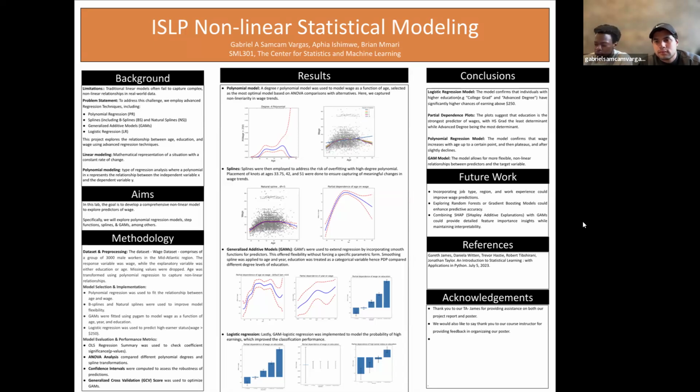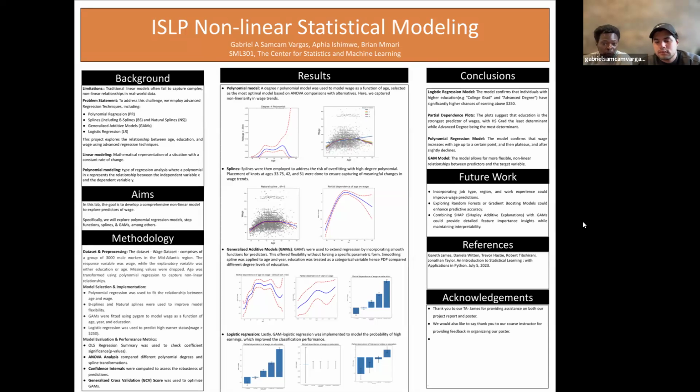So what is the future work for this study? We can enhance this study by incorporating more explanatory variables such as job type, region, and work experience, because I think these are also good variables that could help determine how much someone earns.